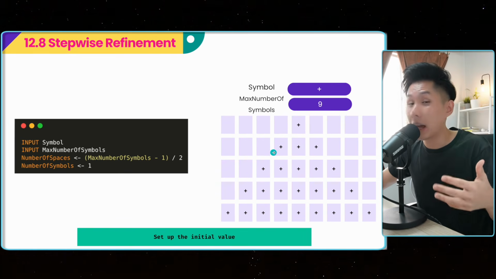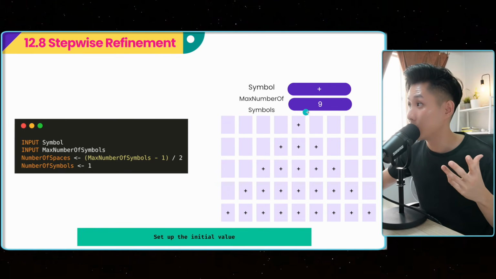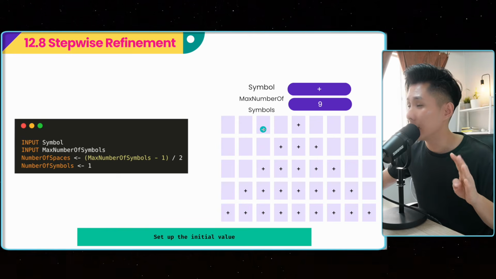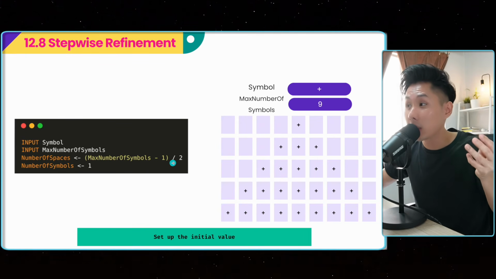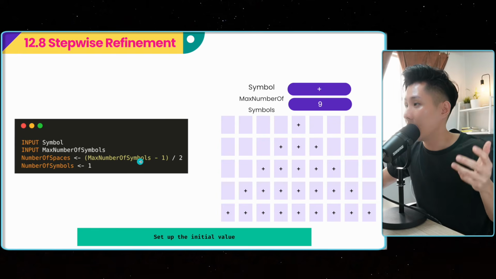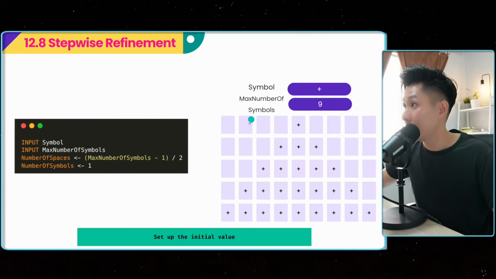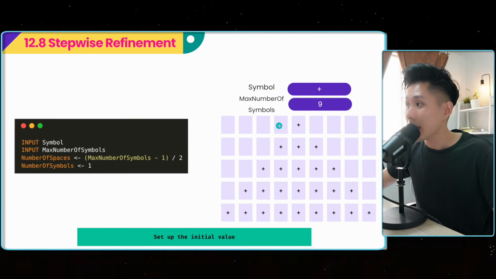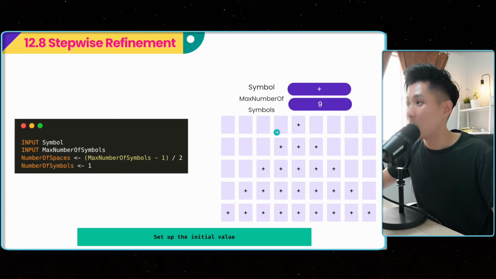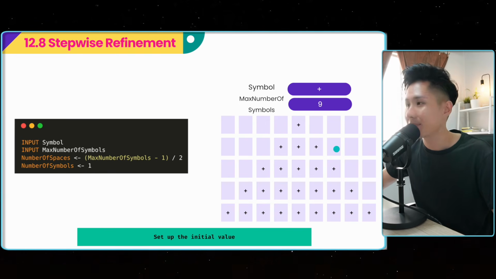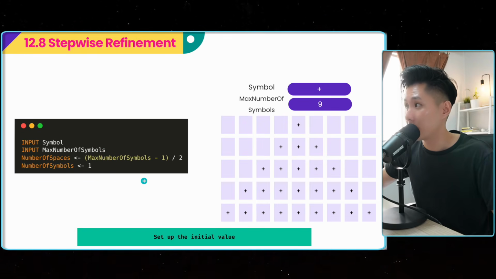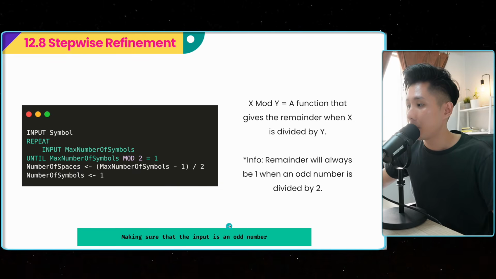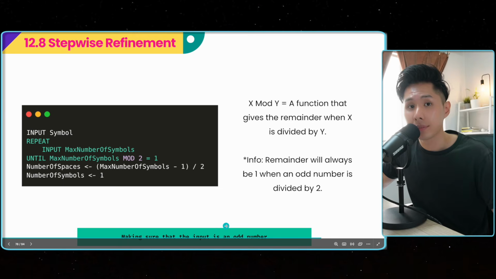So let's say we have another condition, the maximum number of symbols is 9. That means the first row, it needs 4 spaces. By using the same formula, look, it works for different numbers. 9 minus 1, 8. You divide by 2. Again, I got 4 here. So this is the way I determine how many spaces I should include. And then that's the first step. I set up the initial value. Second step, making sure that the input is an odd number.